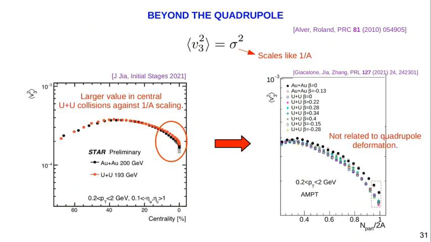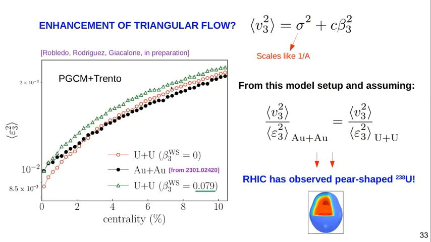And if I show you again the STAR data, they saw something which looks exactly like that. So if I just take this model calculation, then assume that I can propagate the eccentricities to the triangularities, and that the response coefficient doesn't change between systems, then I will conclude that RHIC has actually observed a beta 3 Woods-Saxon of about this magnitude in their data. I can consistently describe the v3 squared that they see, and how it changes between gold-gold and uranium-uranium collisions from the pear-shaped 238 uranium. So we will do, I guess, hydro simulations to verify this relation, but this seems really, really solid, actually. So I would say RHIC has observed pear-shaped uranium, and that's very exciting.